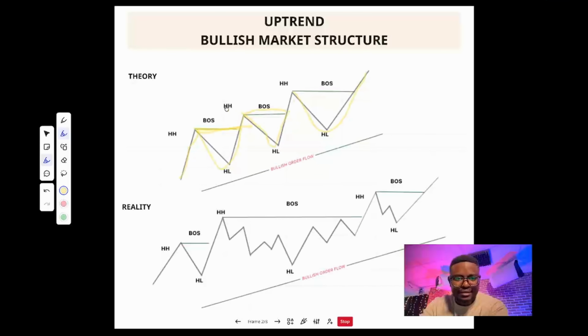And this is it again. That's a break of structure. And this is it again. This is another break of structure. And this is the higher low, higher low, higher low. Simple, right? Yes. So this is a bullish order flow, but this is theory.